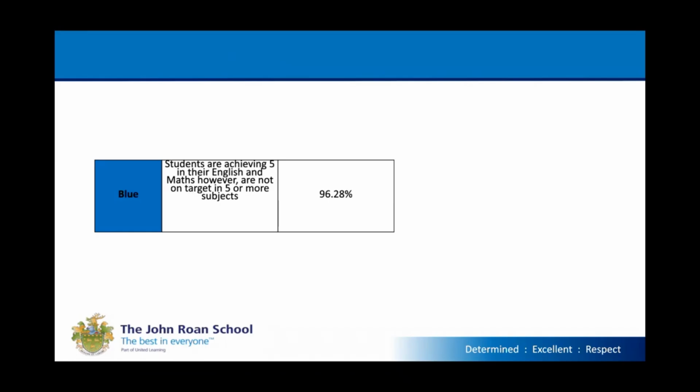Now, if your child ends up in the blue group, it is absolutely vital that they look at spreading their effort and their revision out among all of their subjects. Whether they study Spanish, geography, history, they need to spread their time out more effectively.